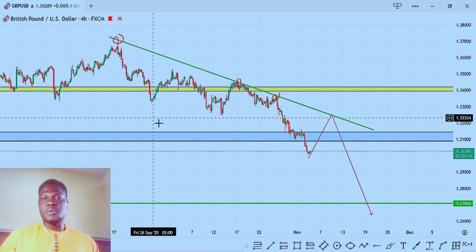On GBP, I'm favoring the downside because of the double top that was formed on the daily time frame. You can go check out my previous analysis, I've already done a full breakdown on that. In this video, I'm just giving you updates on how the trades are playing out and how you can find entry and exit.